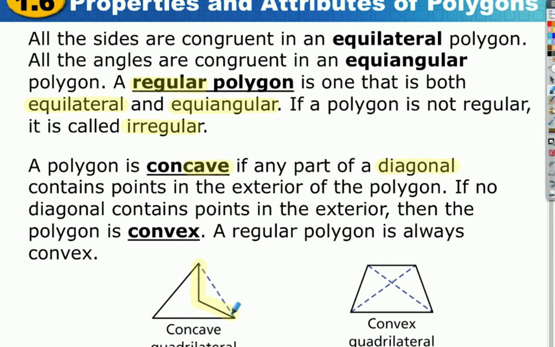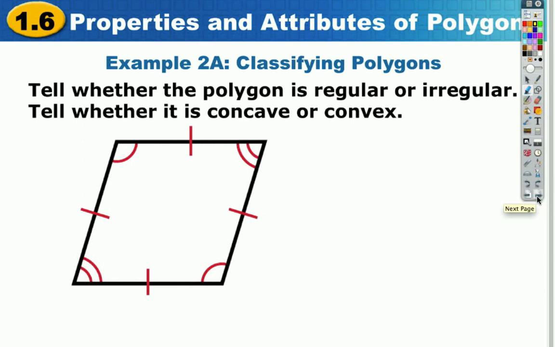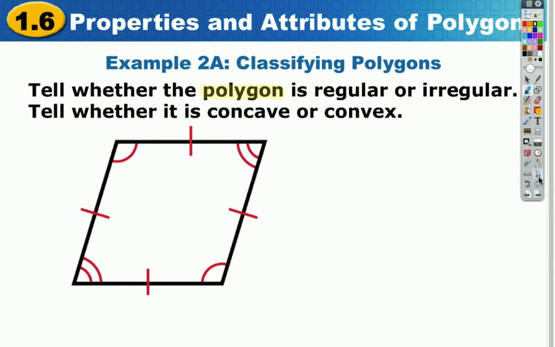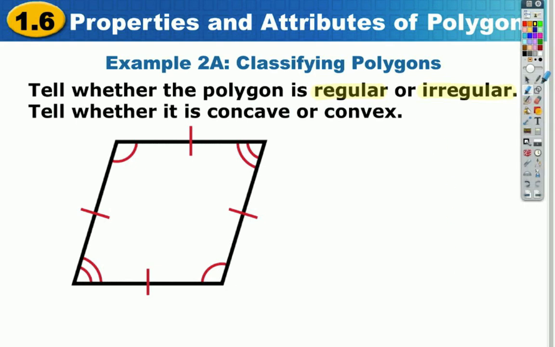Good. So now let's put all of it together. So now we have this shape. This time, I'm not going to ask you if it's a polygon. I'm telling you it's a polygon. But now I want to know a few things. I want to know, is it regular or is it irregular? And then I want to know, is it concave or is it convex? So there's two pieces of information that I want to know.